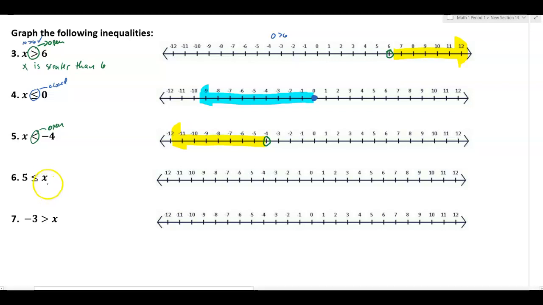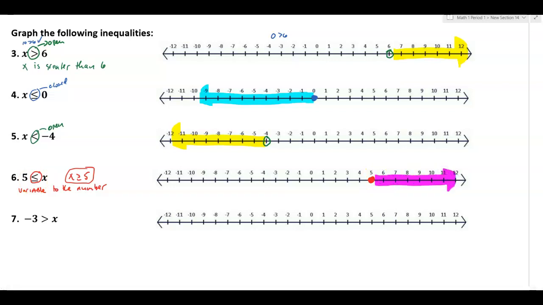Now the next one. When I read this, I want to read from the variable to the number. Okay? So I want to read this like x is greater than or equal to 5. See how I rewrote it too? It's much easier for students to graph it with x on the left than the right. But in this case, I'm going to go to 5. I know I'm equal to, so it's going to be a closed dot on 5. And now, if x is greater than 5, which way am I going to shade? I'm going to shade to the right.